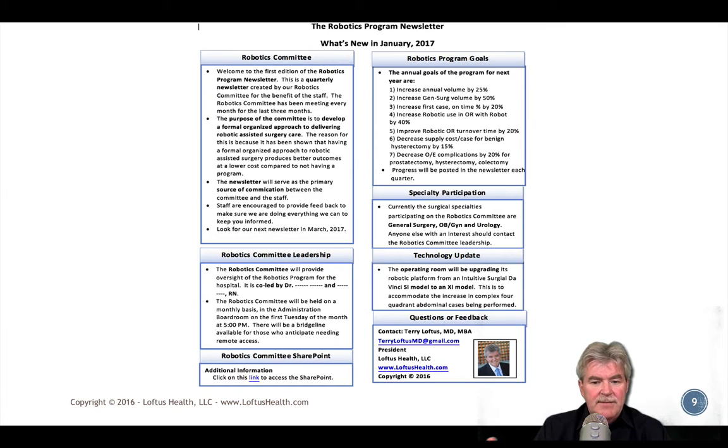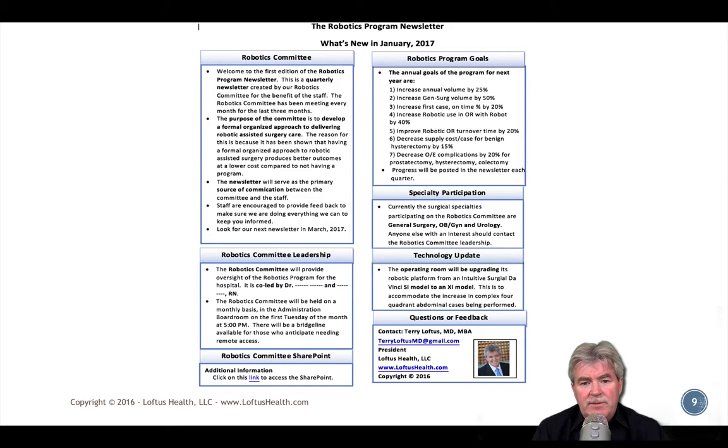So here's an example. I just threw this together of a robotics program newsletter, and it goes into the Robotics Committee and robotics goals and things like that. And it's important to have something that's short and sweet. Anything beyond one page is not going to get read by most people. In fact, they'll never turn it. Most people won't even look past page one. So you got to get it all in there.